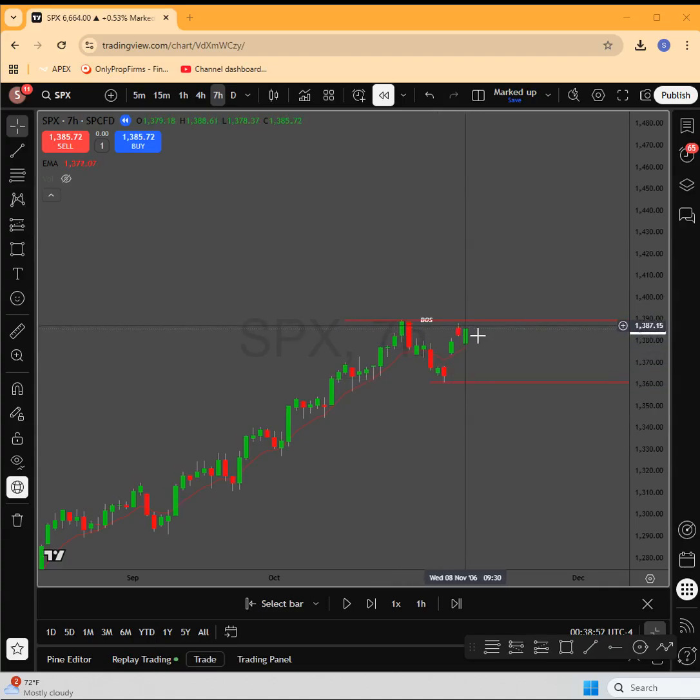Now we're working on potentially breaking this high. Right? A situation like this is replay mode. This is SPX on the 7 hour. Let's go to the daily. It's SPX on the daily, right? So this is the last higher high, the last higher low. We're now working at all-time highs at this current moment, potentially looking for an upward movement.